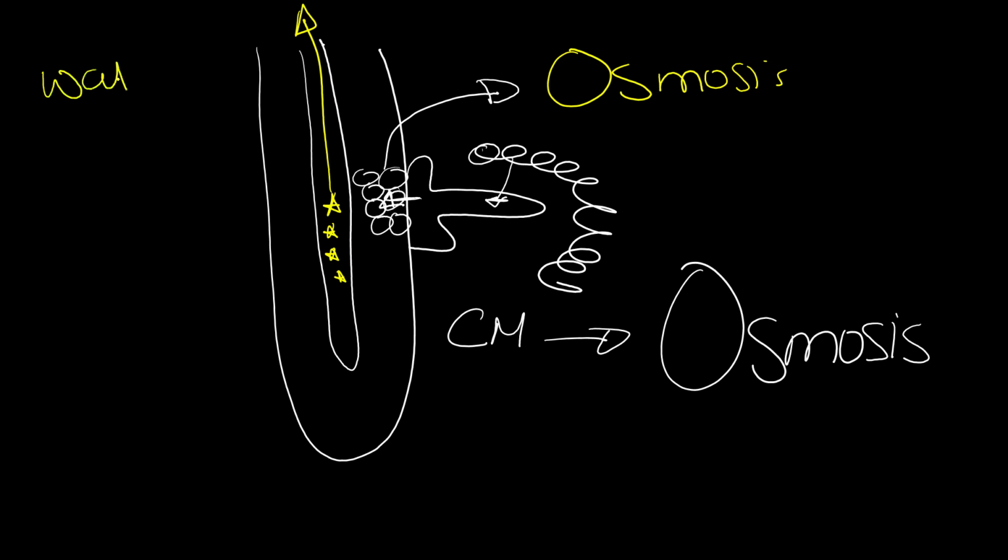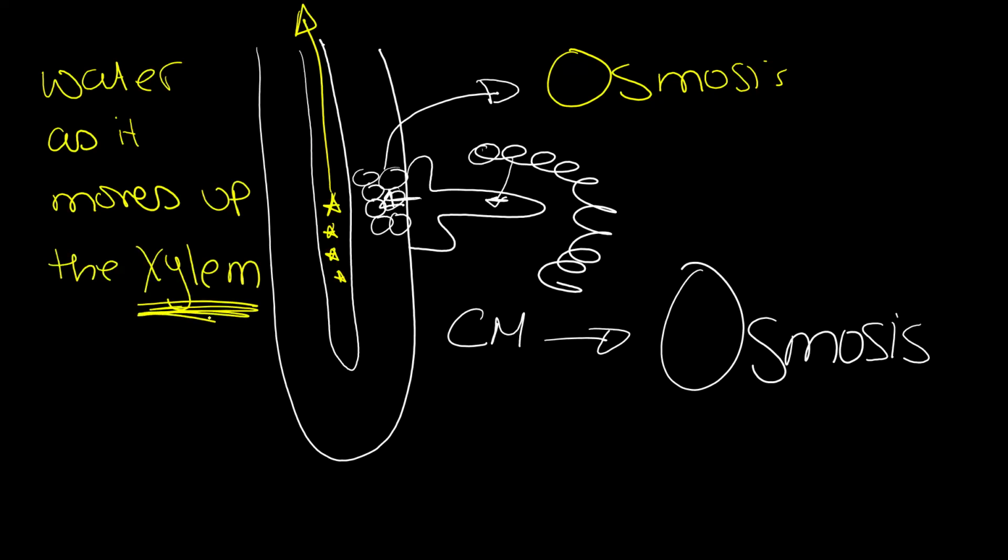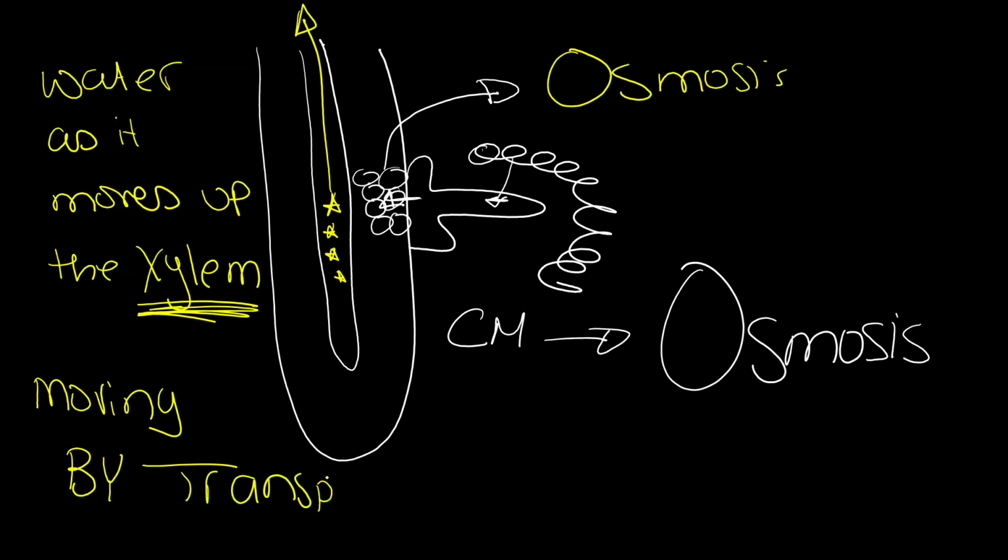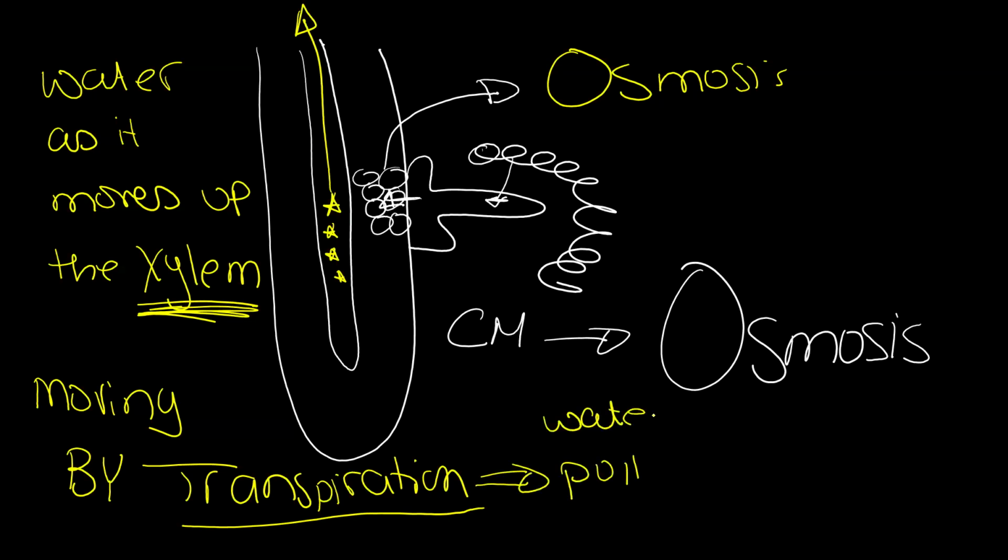So the water, as it moves up the xylem, is not moving by osmosis, it is moving by transpiration. Transpiration is a pull. It's a water pull. Water is pulled up the xylem. And we said that the water always moves in one direction, from the soil to the leaves. Why? We will explain in a minute.